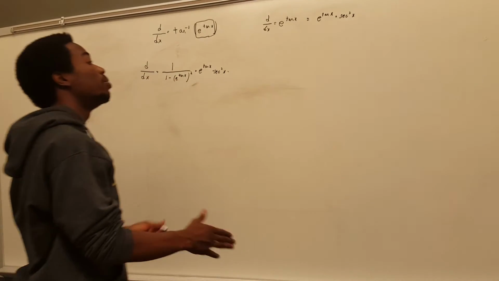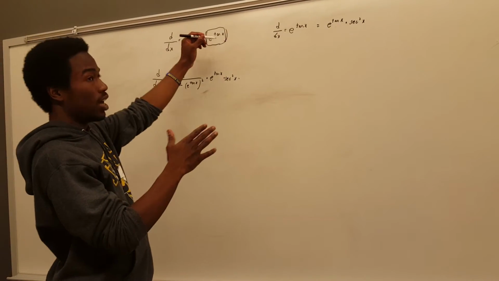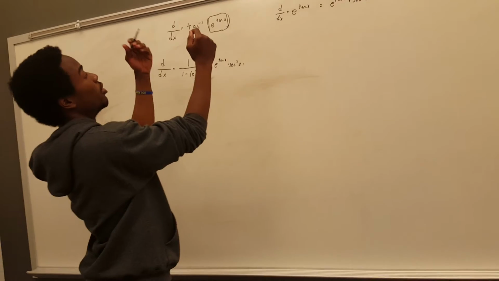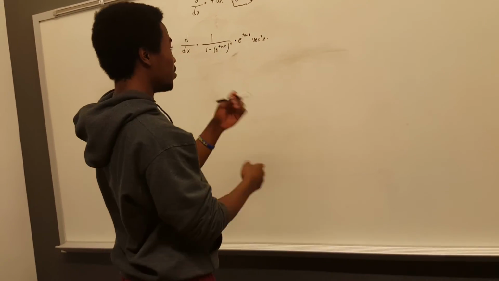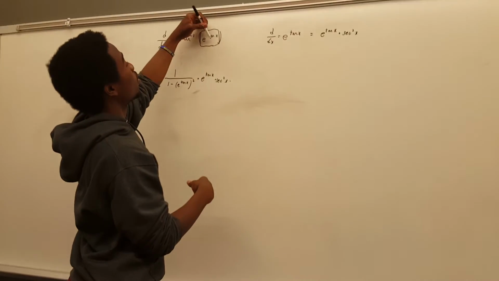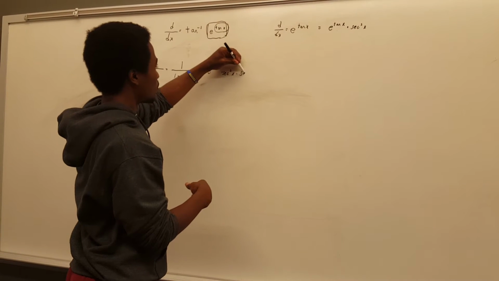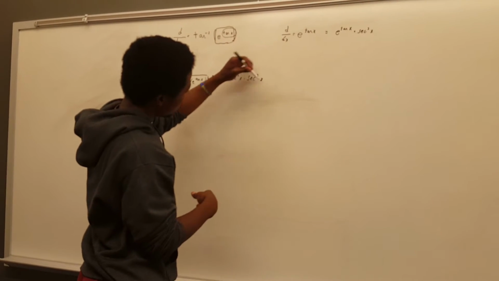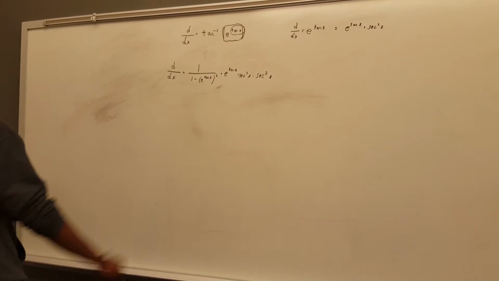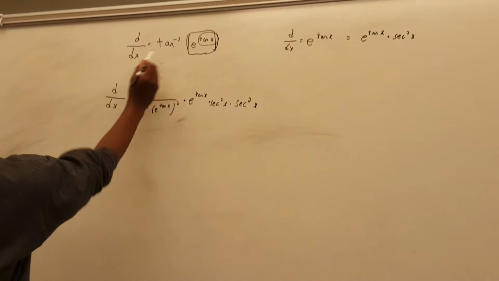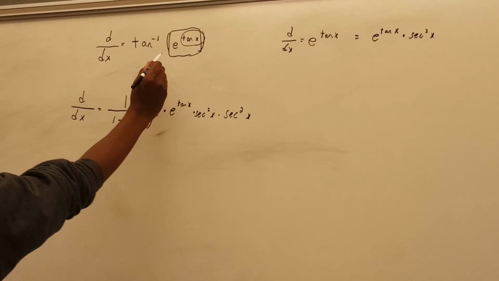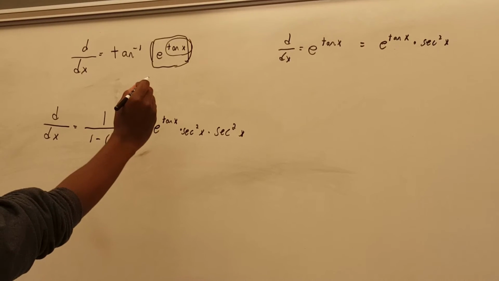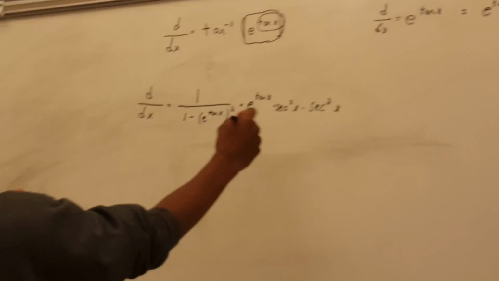And all of this is going to be times the derivative of the very inside, or the innermost function. The derivative of the innermost function is just going to be the secant squared of x. We take this right here. So basically, this is the derivative of the inverse tangent of x times the e to the regular tangent of x is right here.